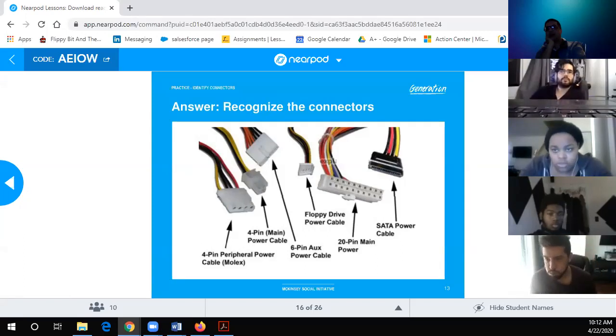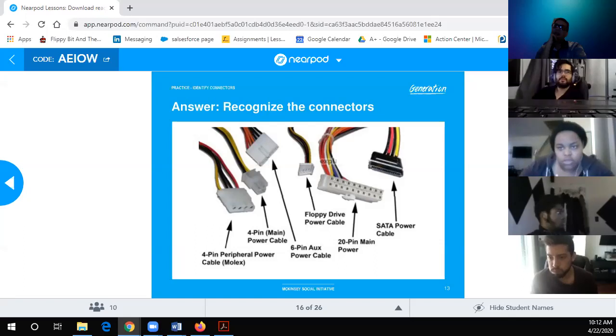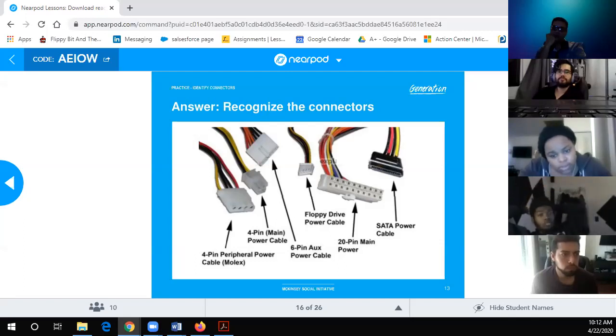We have our floppy mini cable. And then we have a 20-pin main power or P1. They come in 20 or 24. And lastly was our SATA cable. Any questions?